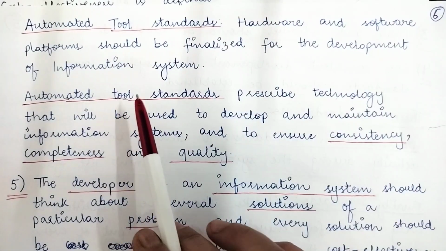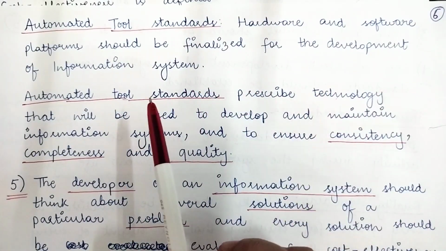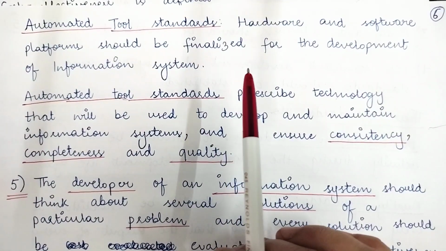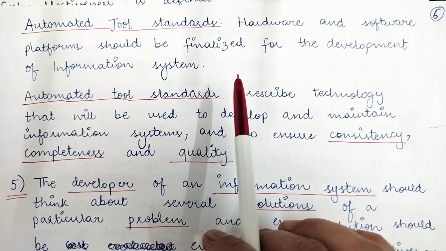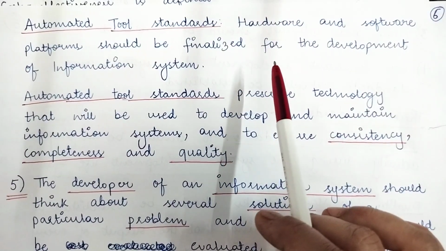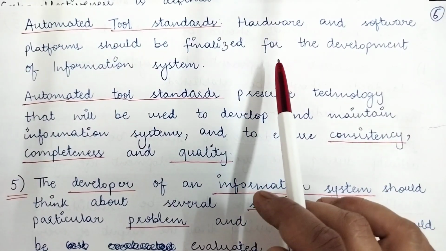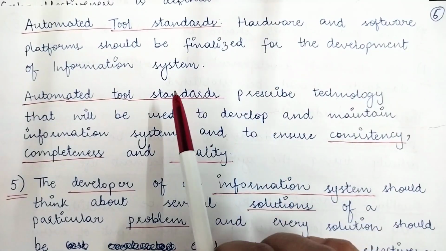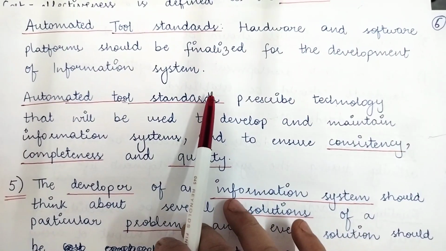Hardware and software platforms should be finalized for the development of information system. You should not be in any dilemma about which software or which hardware will be used when and where. Hardware and software are two such things that should be finalized, and then you should stick to them for the development of the information system.